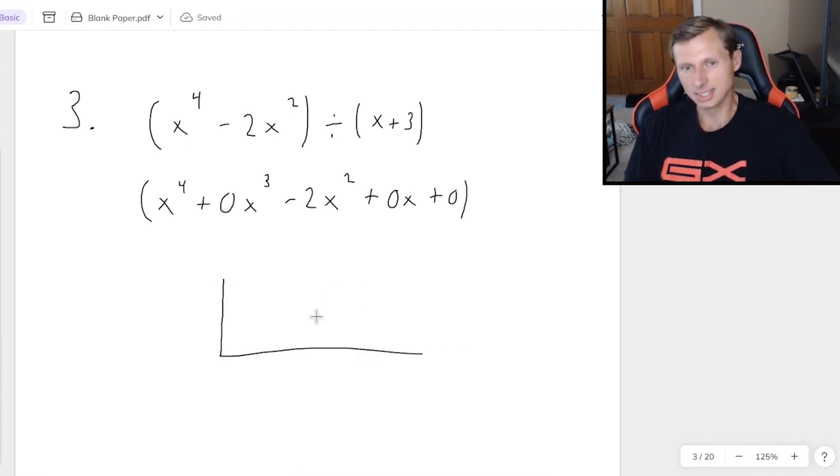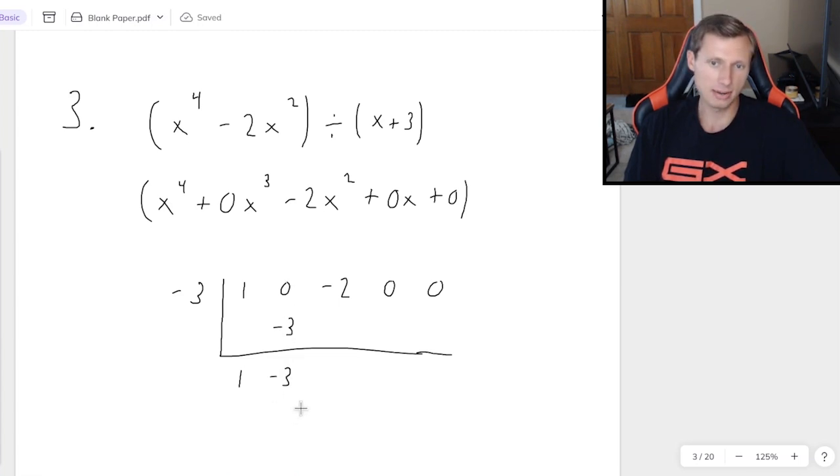Okay, so first my coefficients are going to be 1, 0, negative 2, 0, and 0 again. On the outside is negative 3, because x plus 3 will be negative 3. I pull the 1 down, as always, and 1 times negative 3 is negative 3. 0 minus 3 is going to be negative 3 there. Negative 3 times negative 3 is positive 9. Negative 2 plus 9 is 7. 7 times negative 3 is negative 21. 0 minus 21 is negative 21.